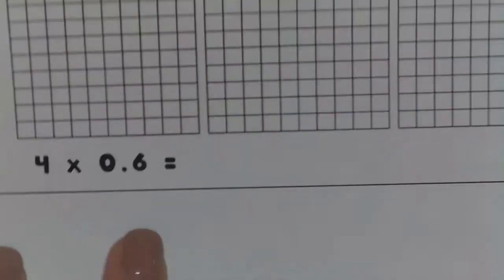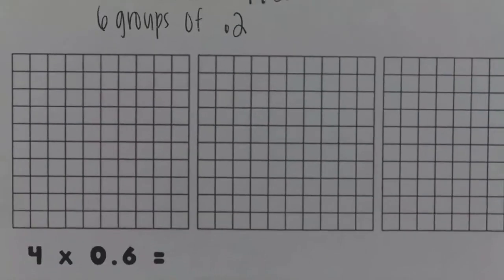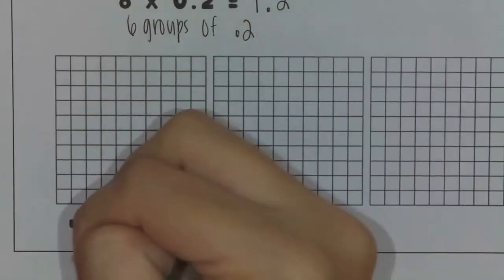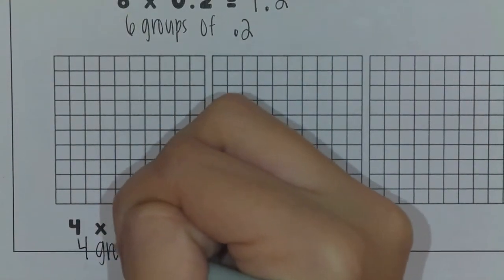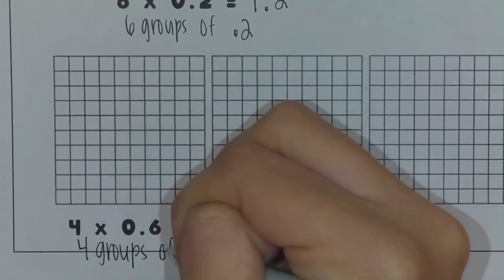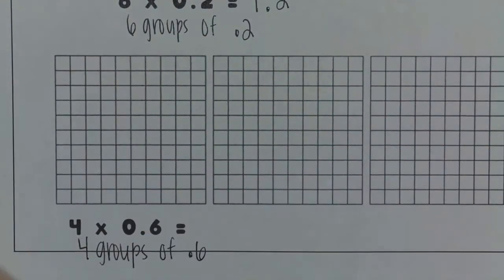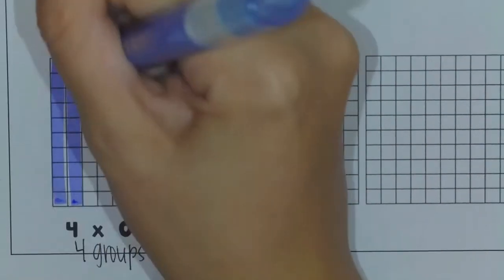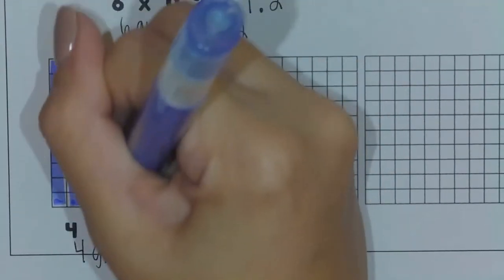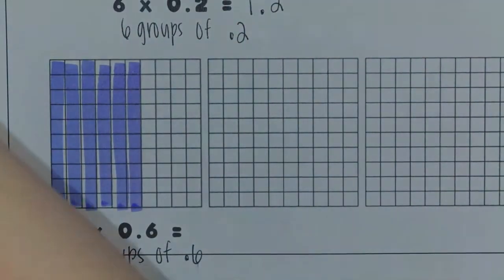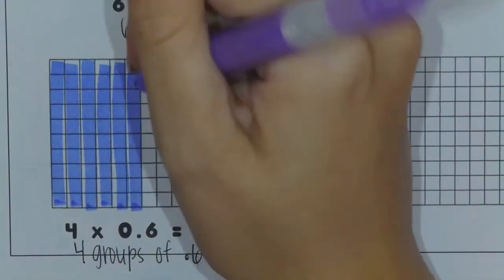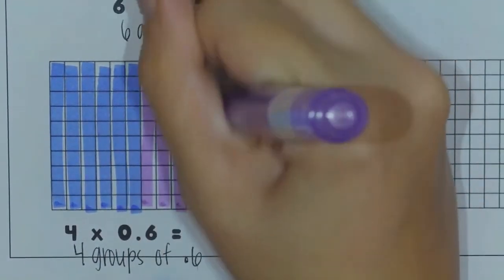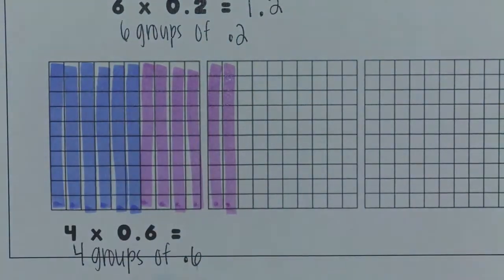For our very last model example, this time I'm going to zoom out a little bit. I have 4 times 6 tenths. So again, I can read this as 4 groups of 6 tenths. So let's use our colors. Let's draw this picture. So there is 1, 2, 3, 4, 5, 6. So there's one group. 1, 2, 3, 4, 5, 6. 2 groups.